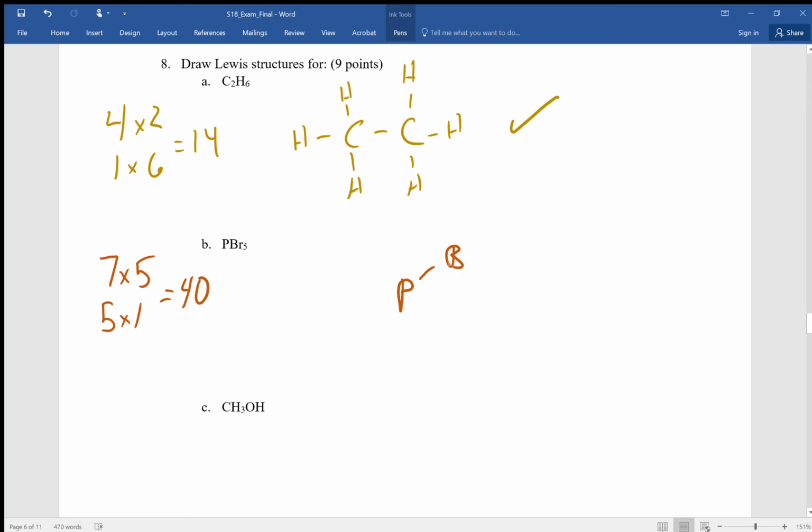So we're going to start by putting our central atom and bonding all 5 bromines to it. So of our 40 electrons, we've now used 10. We have 30 left.